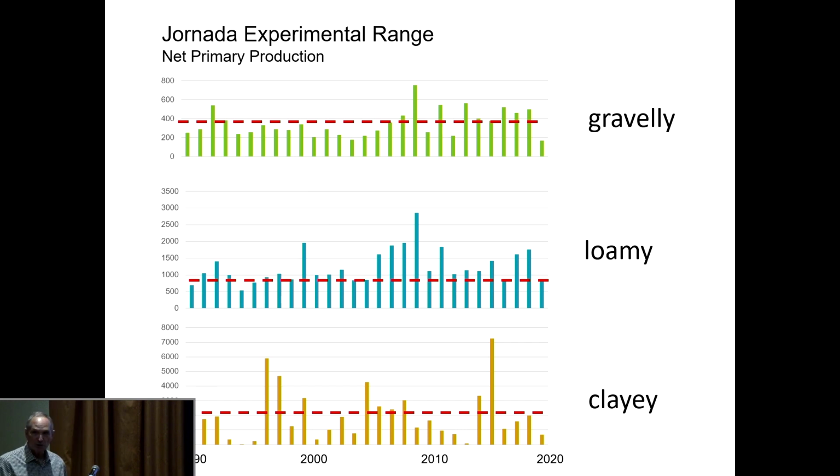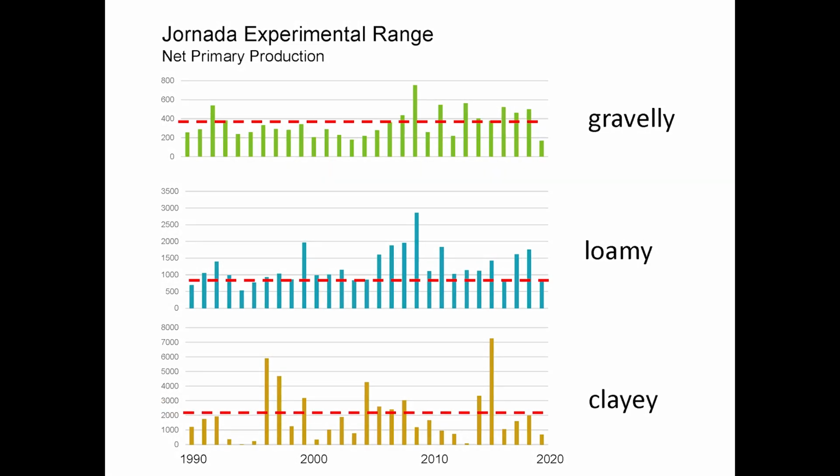There's the net primary production on those different landscape components, the gravelly, the loamy, the clay. Make sure you note that between here and here is an order of magnitude difference in production. We're typically at about 350 pounds per acre per year on these gravelly sites. Down here, we're over 2,000 pounds per acre per year on average. And these vary year to year from 1990 through 2020, that's what we're dealing with.